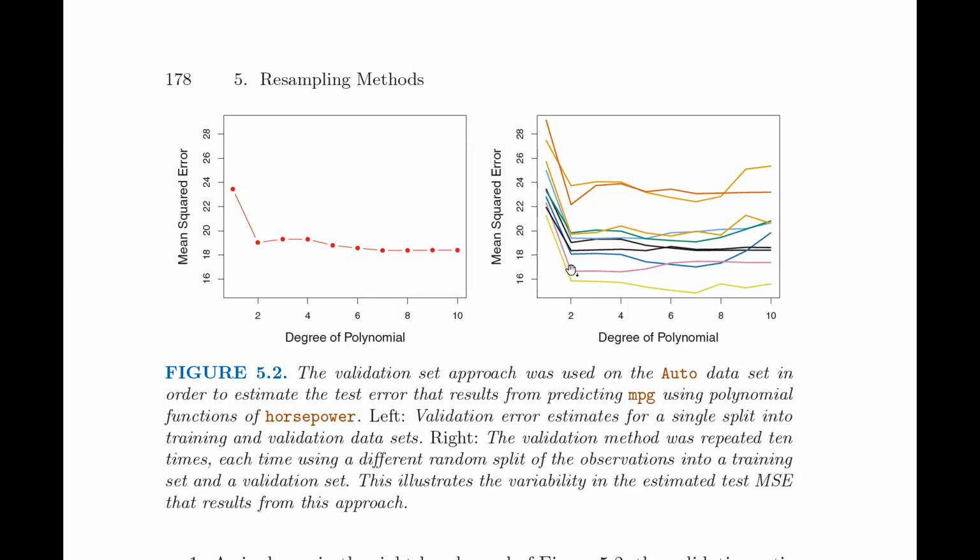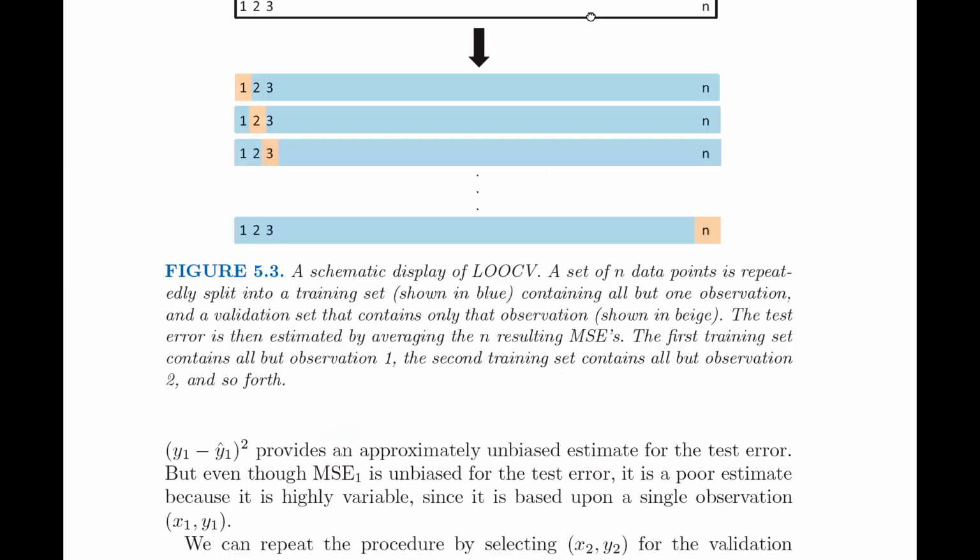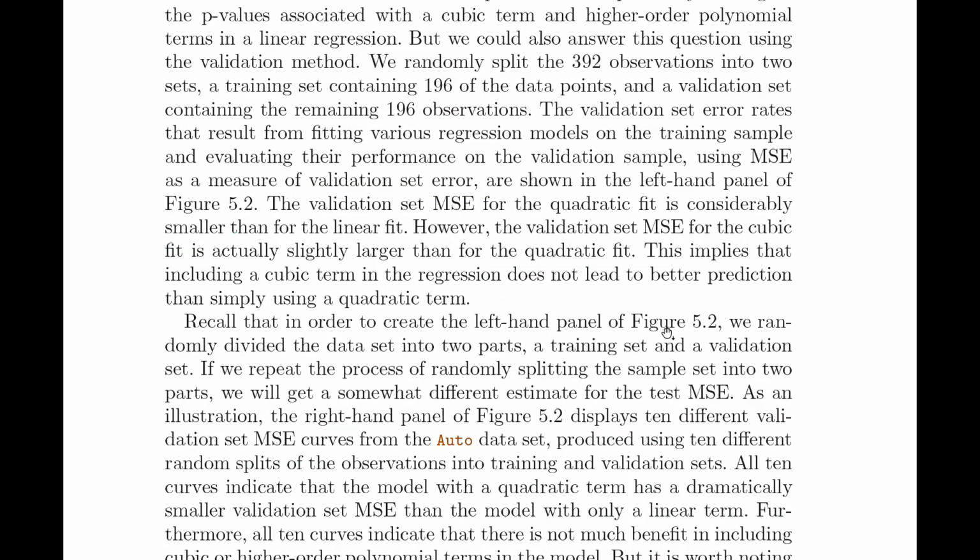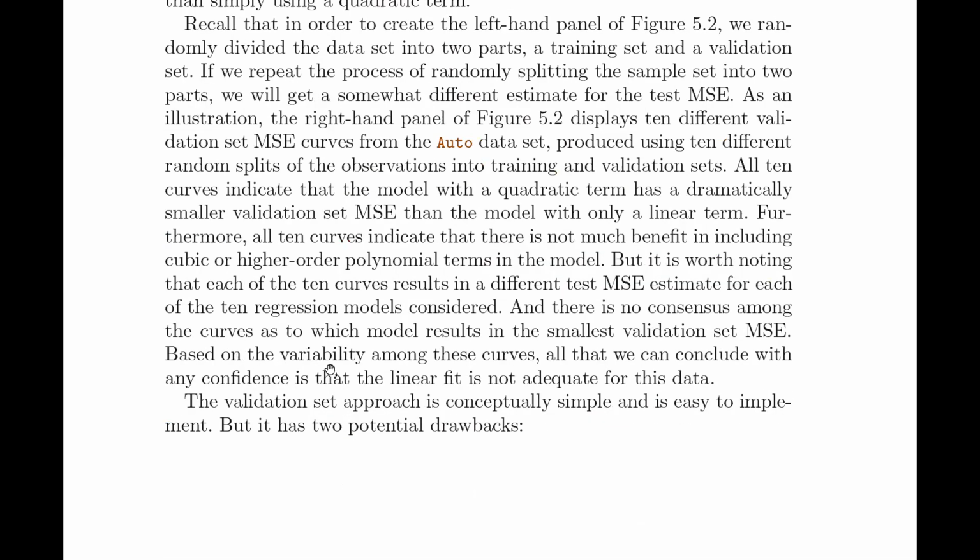sometimes your quadratic is the best. So for example, looking at this purple one, the one above yellow, quadratic does give you the best mean square error. But in this red one, the one just under the orange, you get a better mean square error for the higher than 2 degree polynomials. This is what we mean by there's no consensus. Based on the variability among these curves, all we can conclude with any confidence is that the linear fit is not adequate for this data.